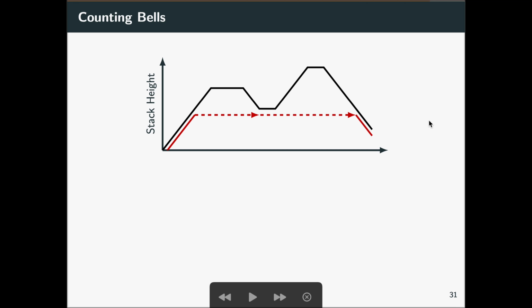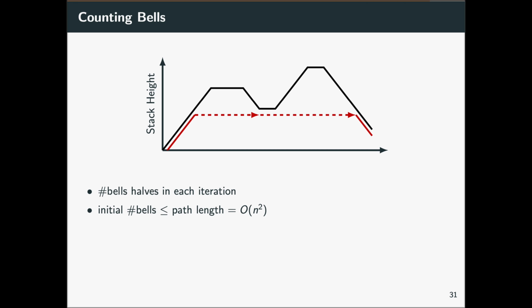We can show that in every iteration of bell-shape reachability, the number of bells of the summary path halves compared to the original path. And since the number of bells of the original path is bounded by the length of the path, we have at most quadratic bells originally. Hence, this halving of bells has to happen only logarithmically many times, meaning that we have to compute bell-shape reachability only logarithmically many times. And as we have seen earlier, each iteration takes n to the omega log n time, thus the total time for computing Dyck-1 reachability is n to the omega log square n.